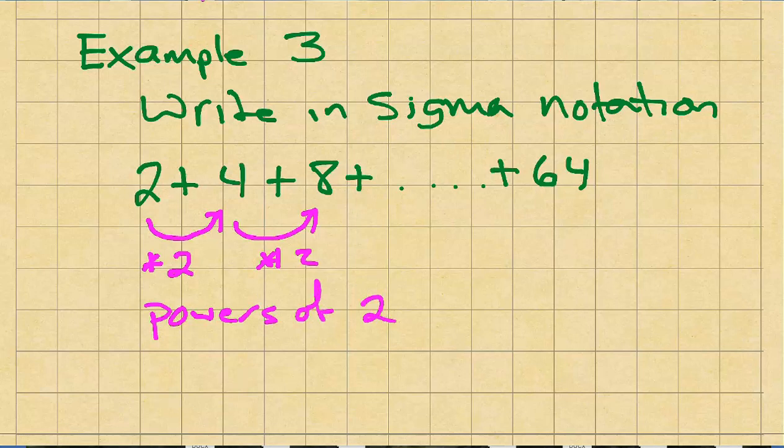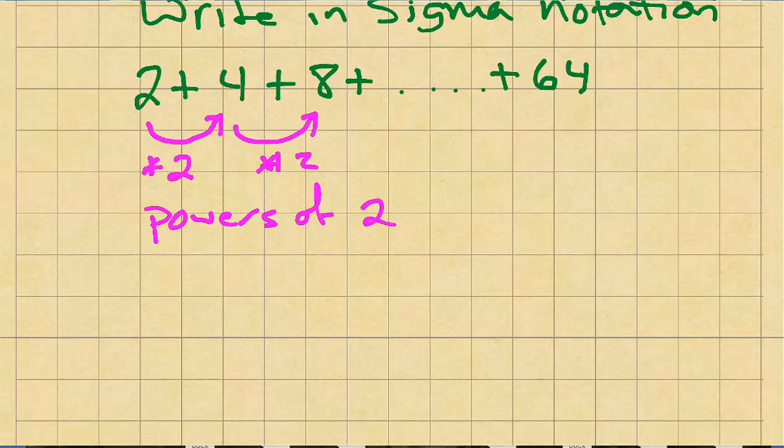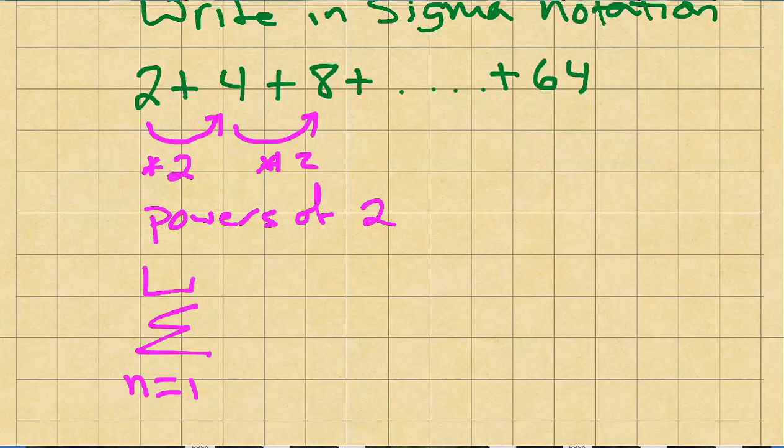And so you know that's going to be the rule. That has to be the rule if we're multiplying by 2 each time, and that's where we're going to start. So our sigma, we can still start at n equals 1. We'll fill in this top piece in a second. We'll talk about what that is. But our rule is really 2 to the n power.